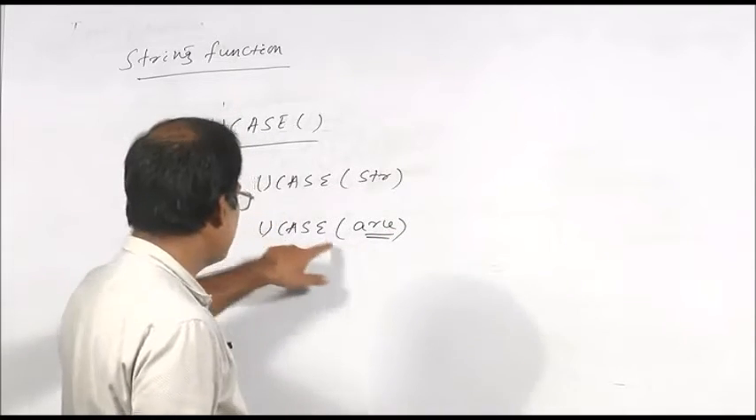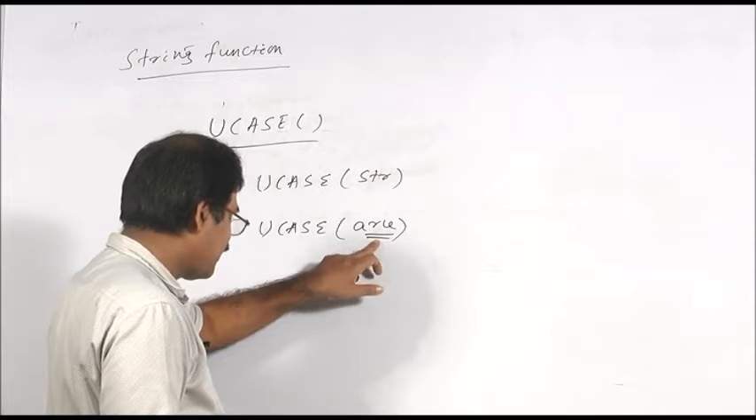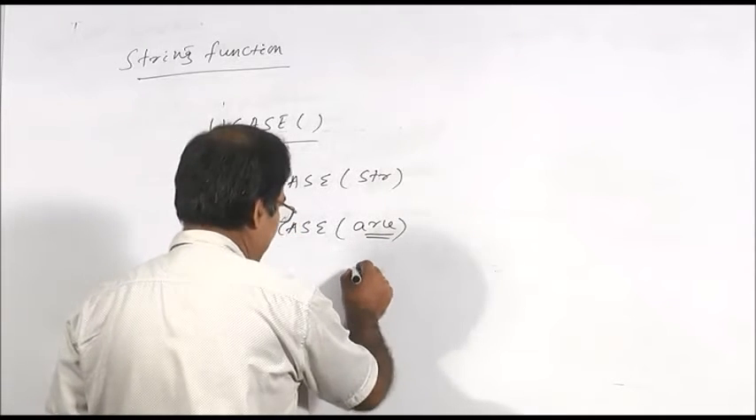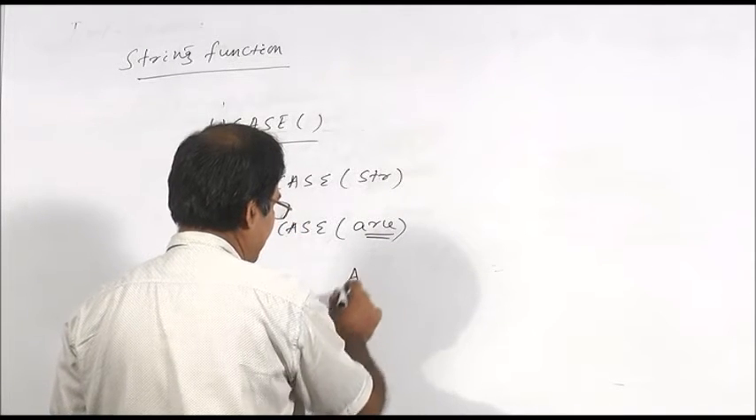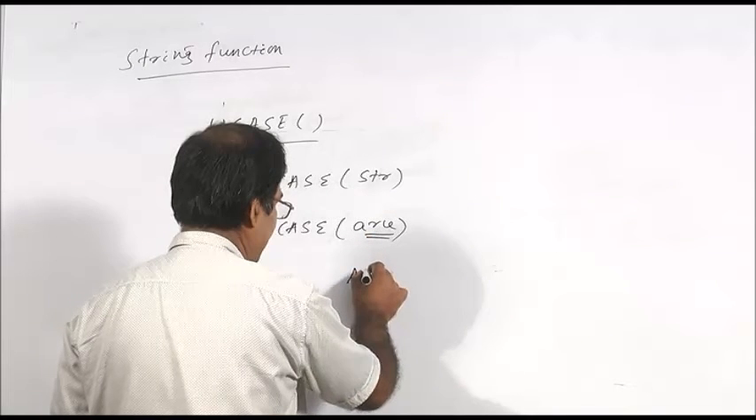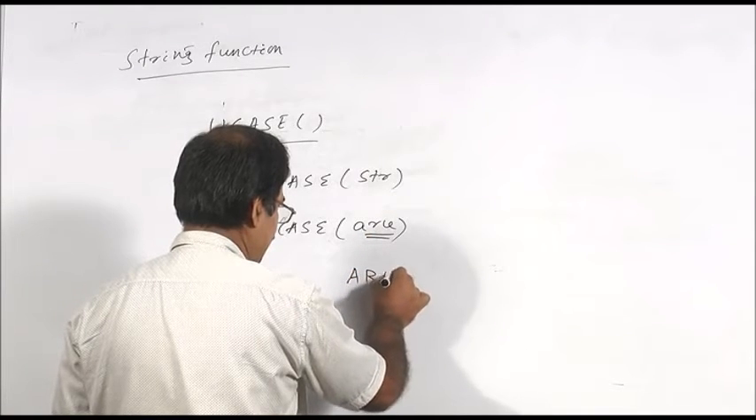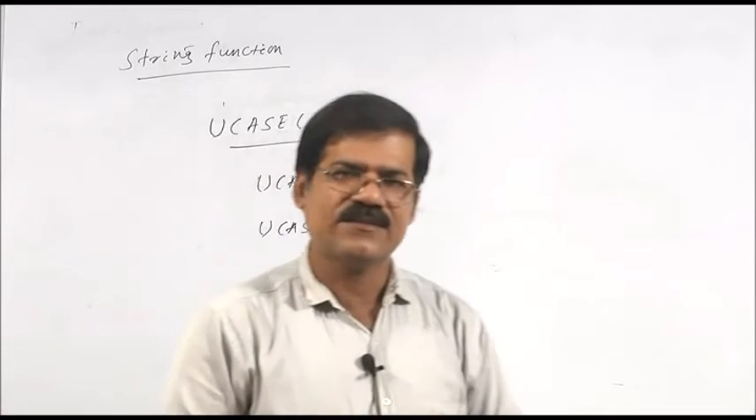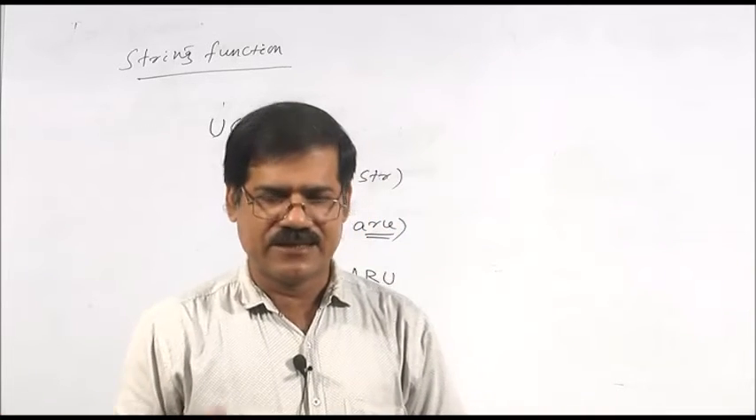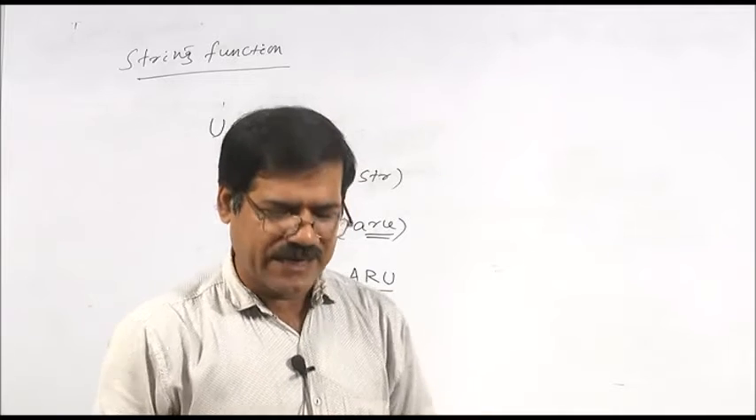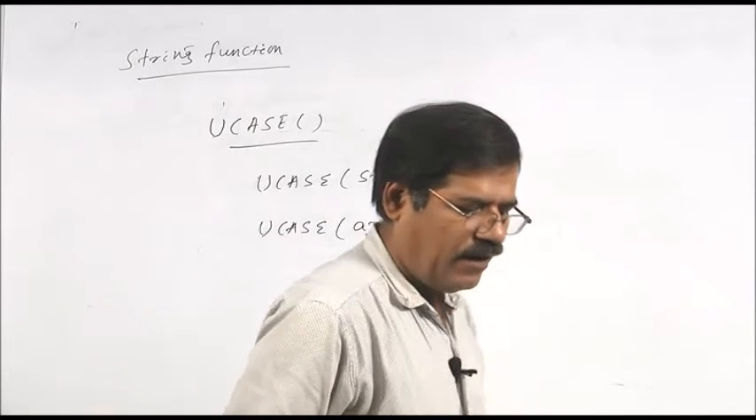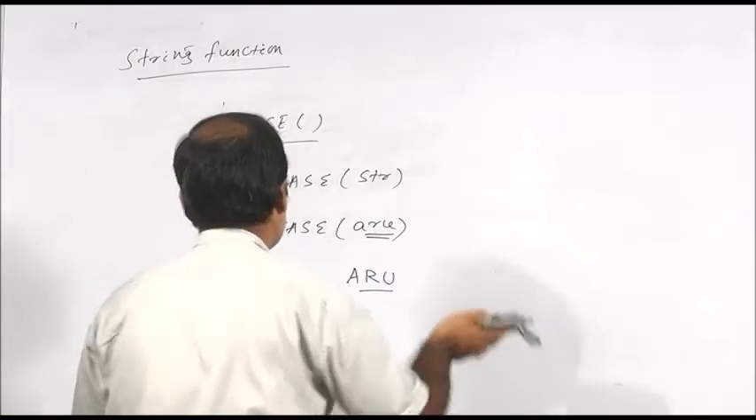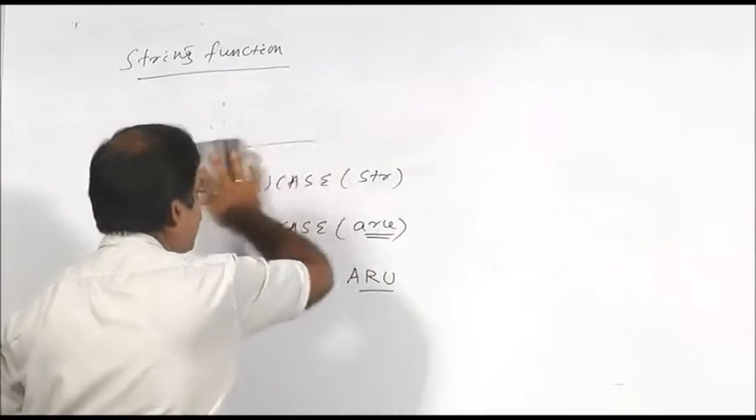So what is the output of this? The small letters change to upper case, meaning capital letters. Your output is like this: A will change to capital A, R will be capital R, then U will be capital U. So this is your output. That means all the characters of the string change to capital letters, meaning upper case letters. The next function is length.